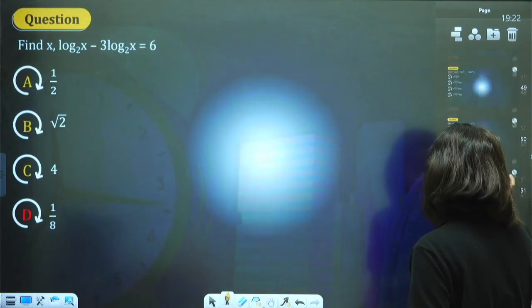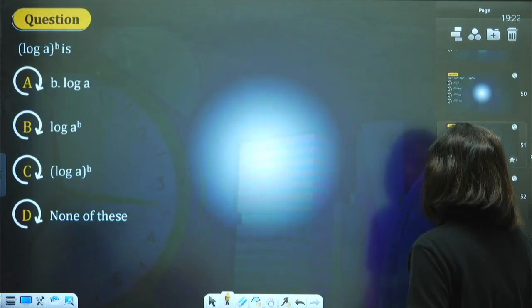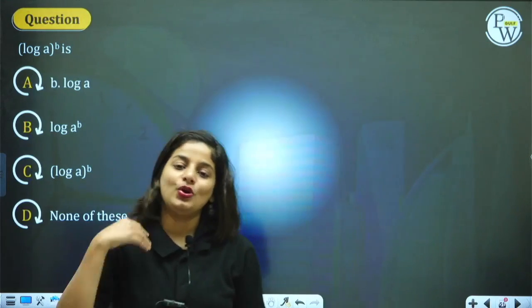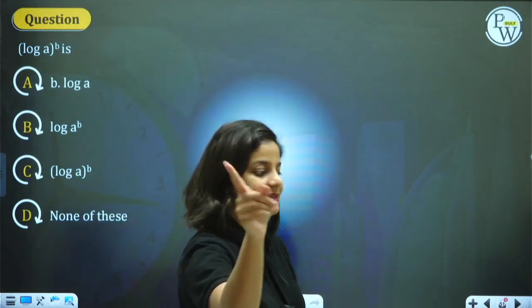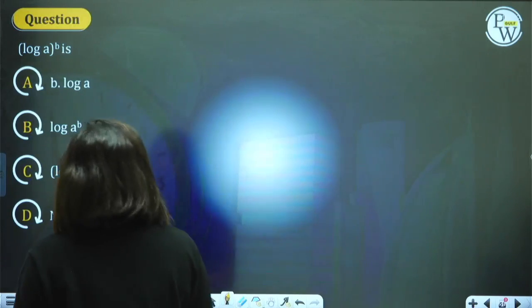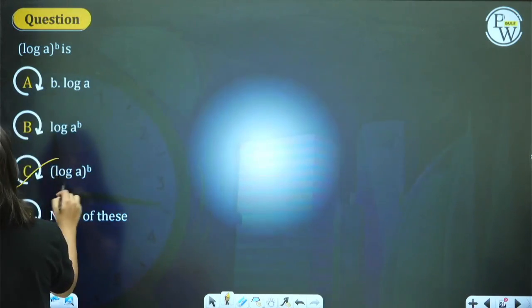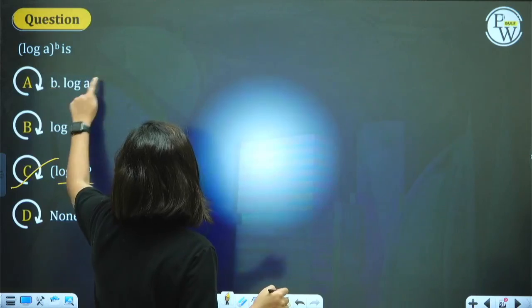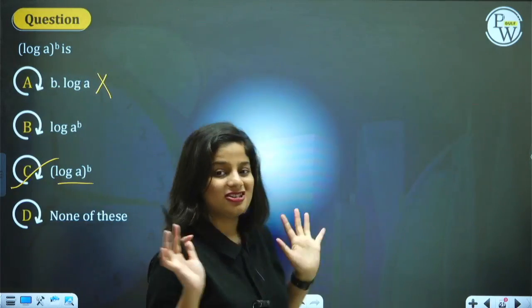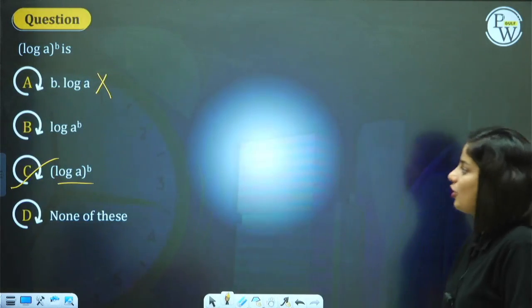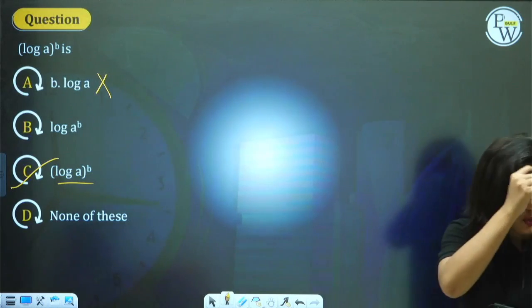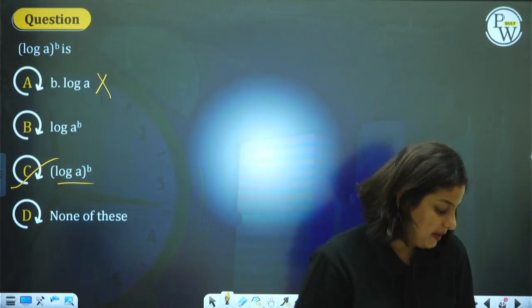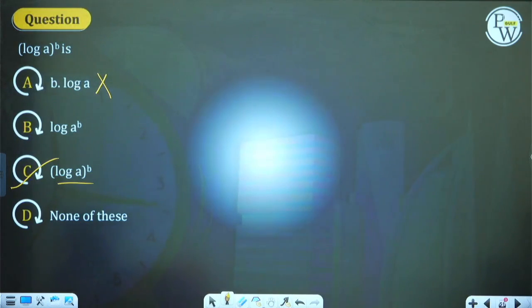Alright. So many questions, no? Last one. Log of a the whole raised to b is equal to what? This is a mistake question. It is log of a the whole raised to b only. Do not confuse it with option A. It's not exponential law, cannot be applied. We cannot apply exponential law, people. Why? Because the power is not to b, but it is to the whole log.